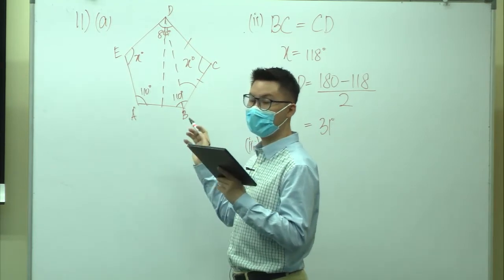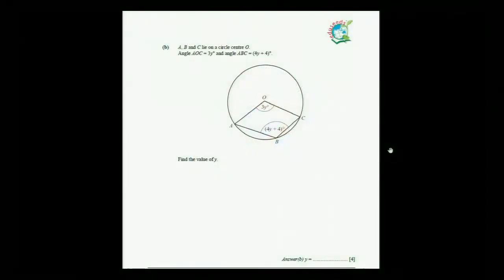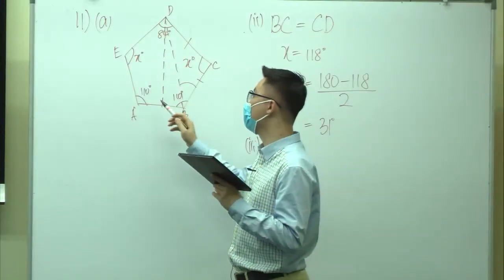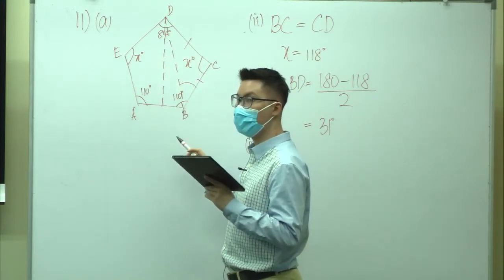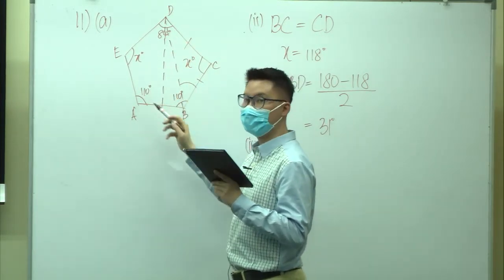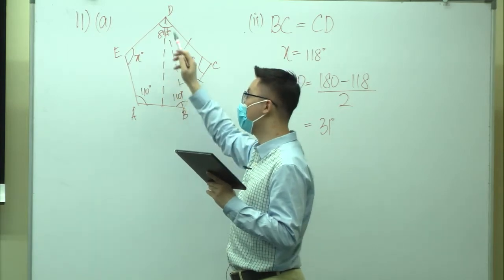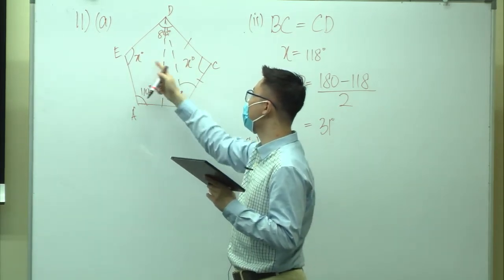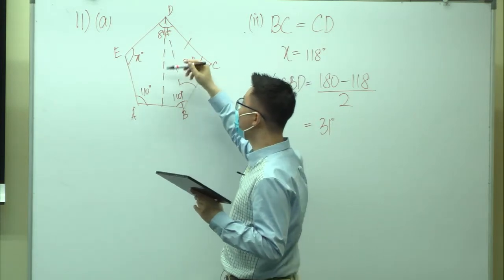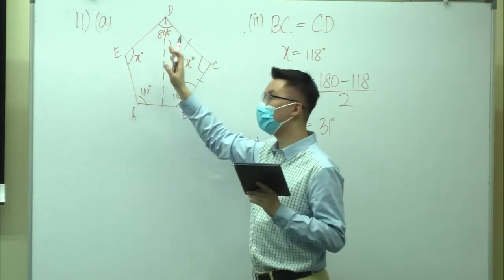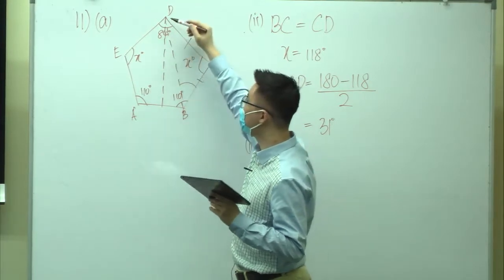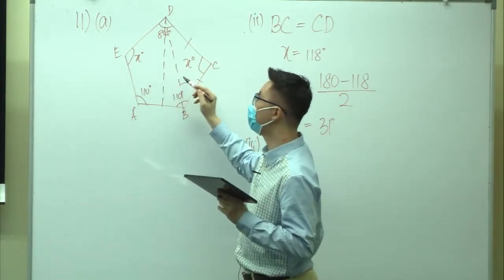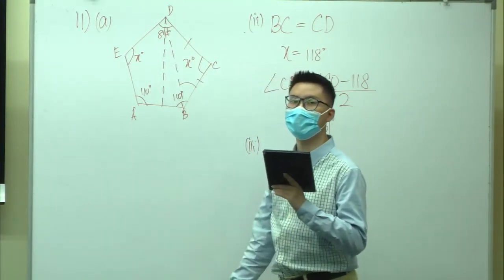This is not a regular pentagon. Remember, all the angles are not the same, so you cannot have so many lines of symmetry. We only have this one, and these angles are the same. That's why we can separate this figure into two equal parts using this line of symmetry.